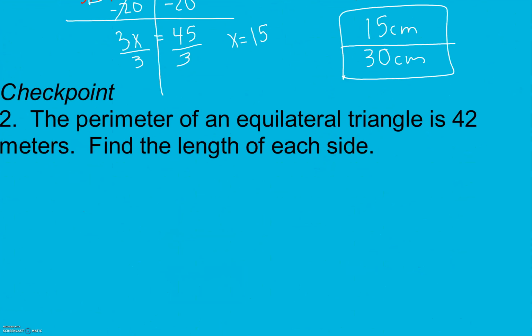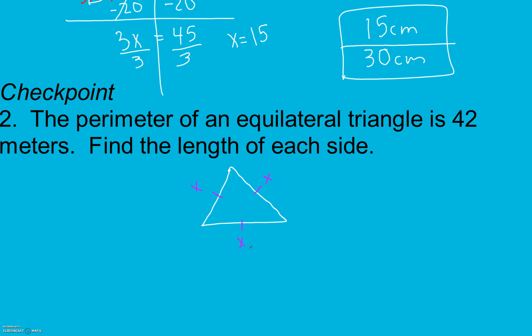Now, feel free to pause here and give this a try. The perimeter of an equilateral triangle is 42 meters. Find the length of each side. So here, it doesn't look like it, but this is an equilateral triangle, which means that each of our sides are the same. We don't know what that is, so I'm going to make it an x for now.